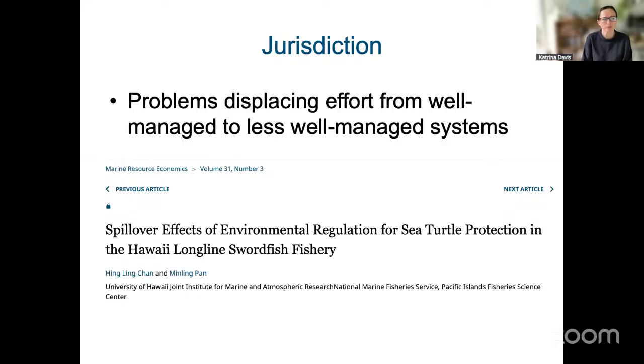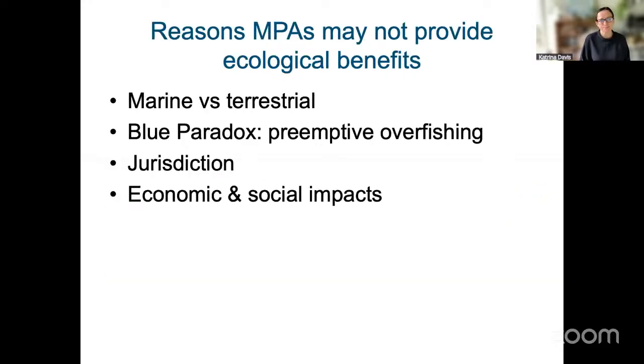For example, these authors were looking at the spillover effects of sea turtle protection in the Hawaii longline swordfish fishery. What we can often do in marine settings is, if we change how we are managing a mobile species in our own jurisdictional area, we are just pushing out exploitation, or some of the impacts of overexploitation of that species, into other jurisdictions.